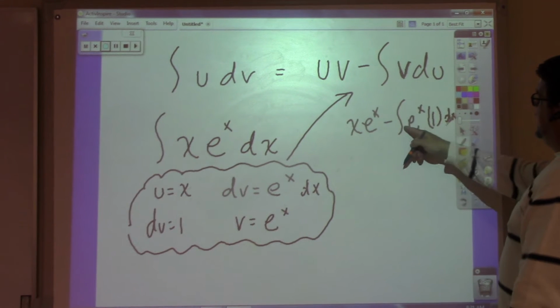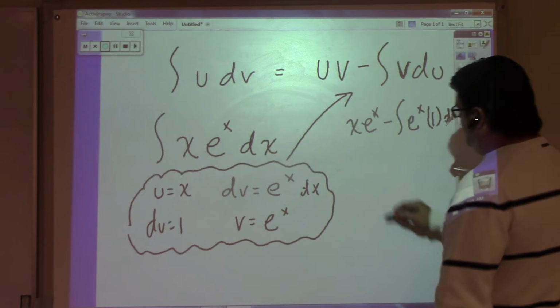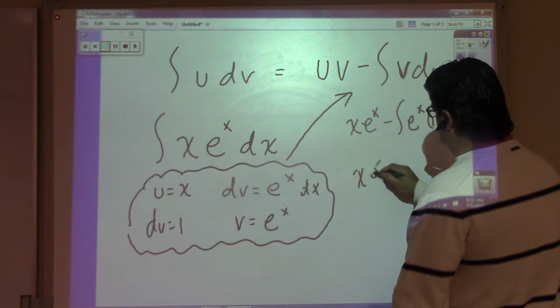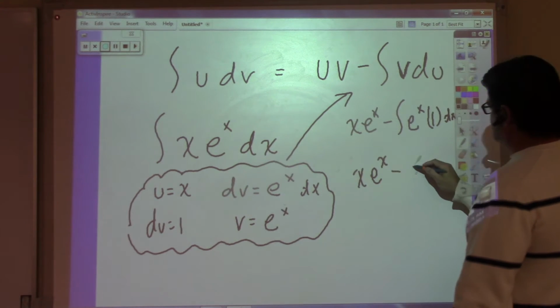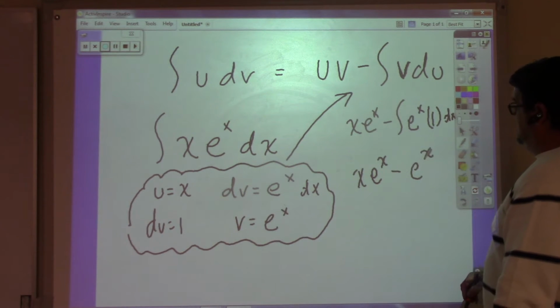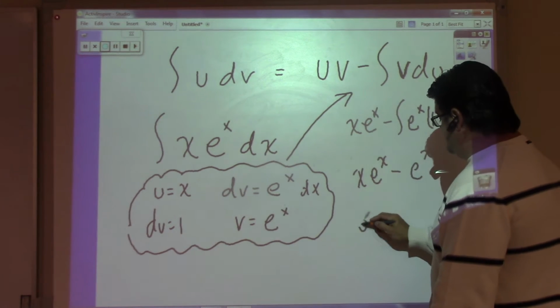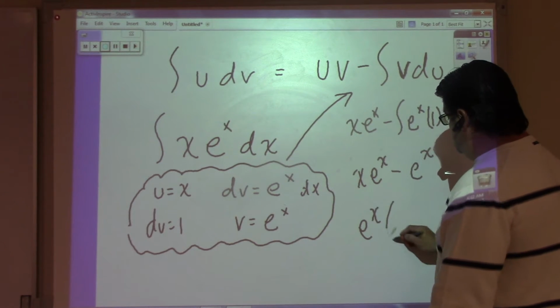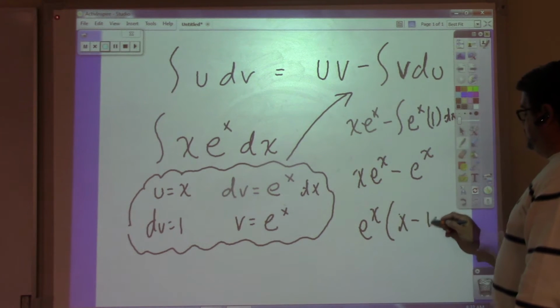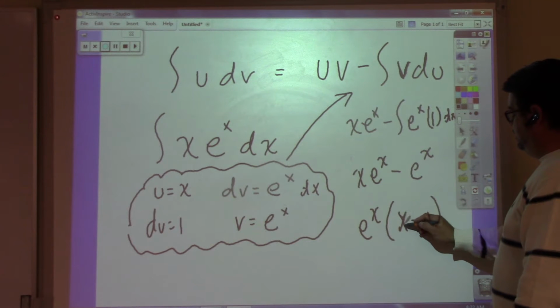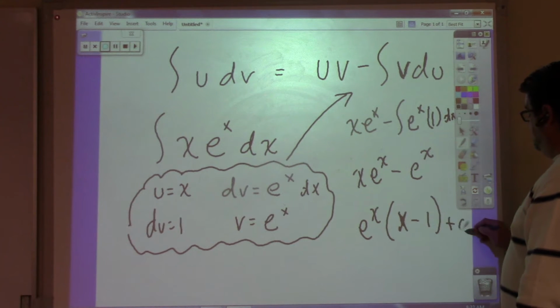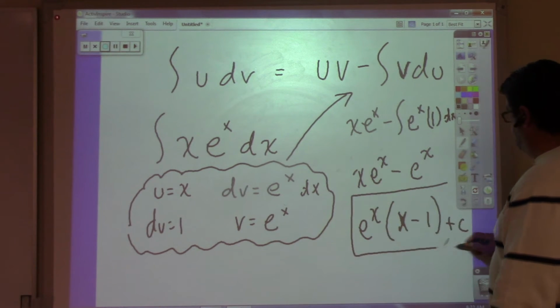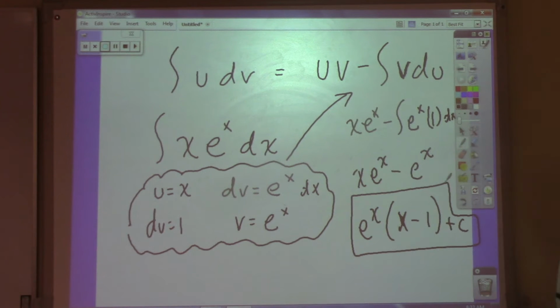And of course, the antiderivative of e to the x is e to the x, so x e to the x minus e to the x, and you can factor out e to the x, and you get e to the x, x minus 1. So that's an example, and we're going to do these till you're sick of them.